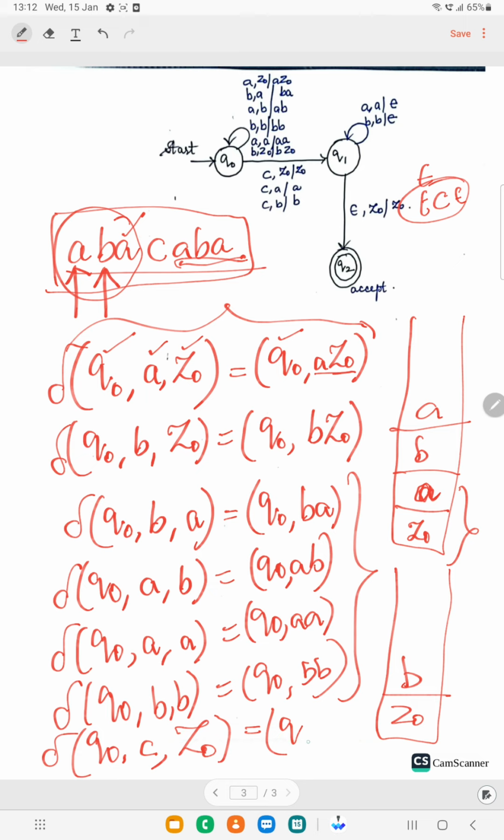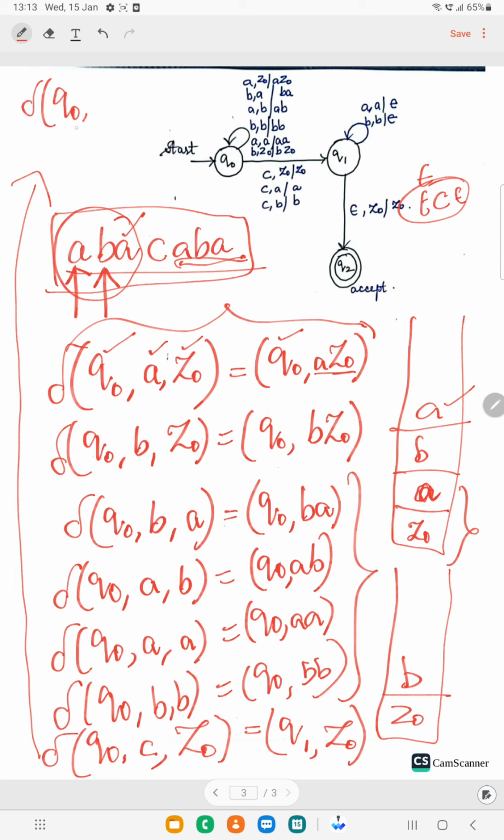So I'll change to q1. And what to do? I need not push c. Okay, c is just to indicate the middle of the string, so don't push c. Retain Z naught as it is. If Z naught is on the top of the stack and c is the encountered symbol, you will do like this. But now what is there on the top of the stack? A. Now c is encountered. What to do? I am in q naught, c is encountered and the top of the stack is a. Then also what to do?